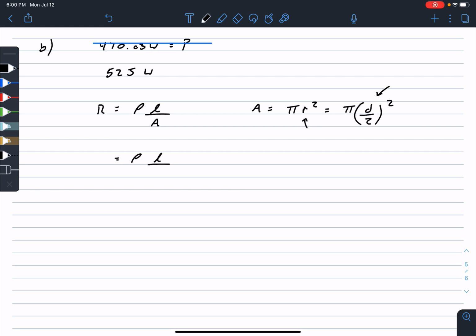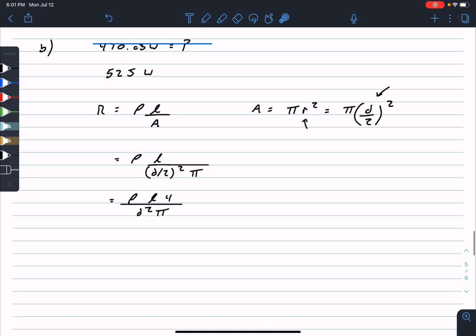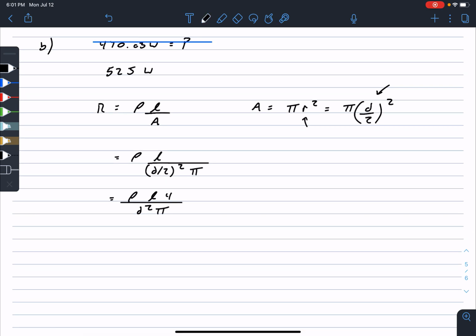So then we have d over 2 all squared times pi, which is going to equal L times 4 over d squared pi, right? So that's fairly useful. We want to find d. This is the thing that we're after right here. We know the resistance, right? Actually, scratch that. We need to find that, but that's not important yet.